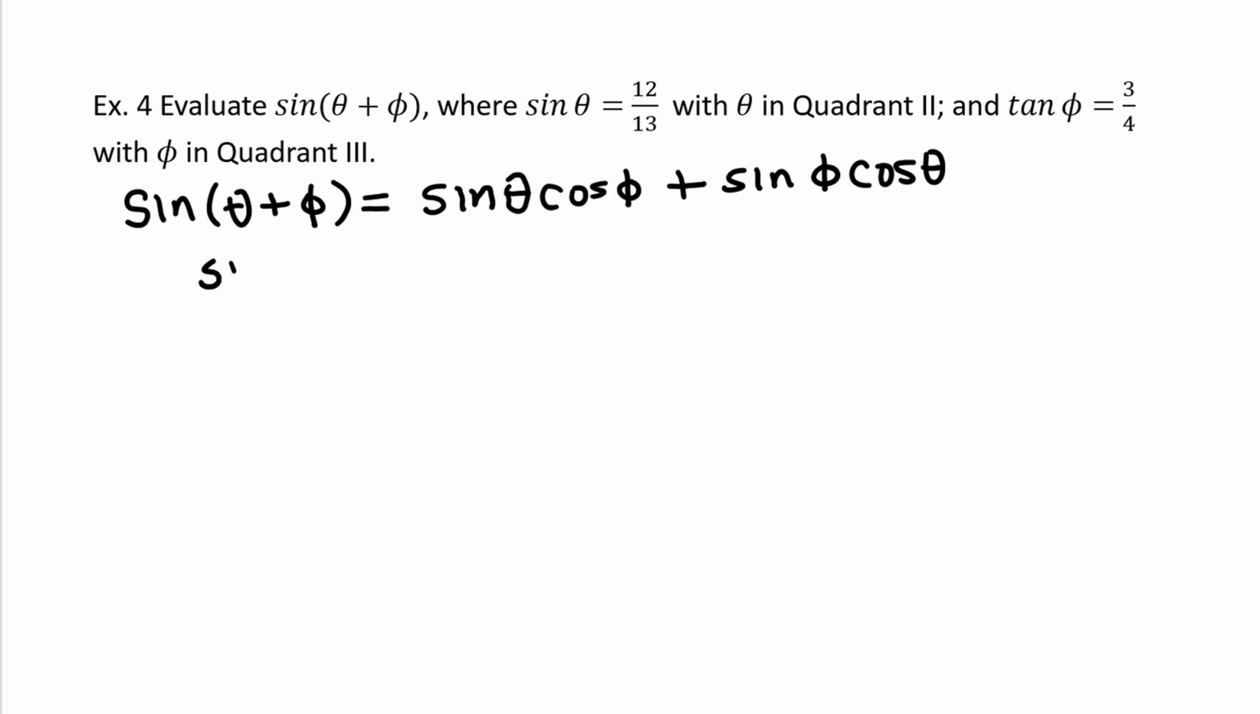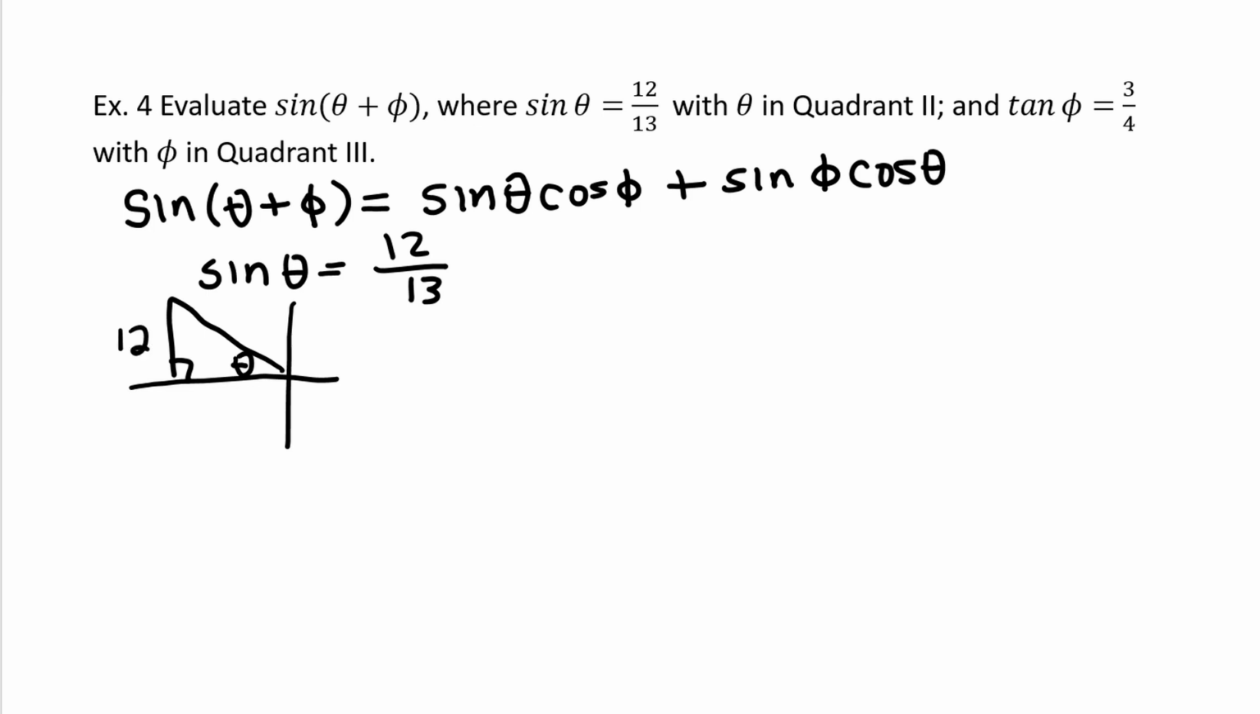So we have sine of theta is equal to 12/13, and it's in quadrant 2. So let's draw that triangle. So in quadrant 2, we have this theta. Sine is opposite over hypotenuse, so we've got 12 for the height, 13 for the hypotenuse. Use the Pythagorean theorem to solve for the remaining x distance, and you get actually -5, right? Because you're in the second quadrant.